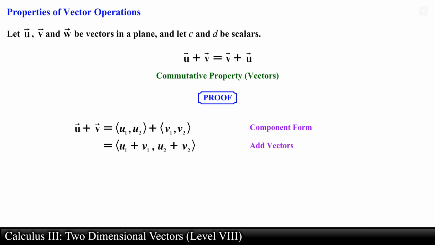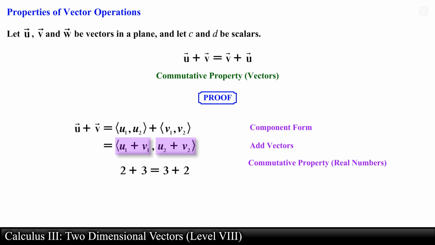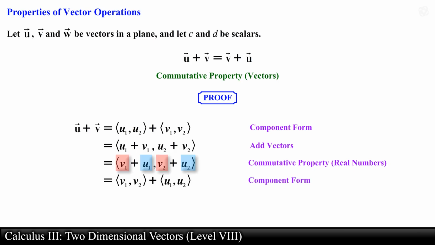For the next step, we're going to use the commutative property of addition for real numbers and rearrange the order in which we add the vectors, since addition of real numbers is commutative. For example, 2 plus 3 yields the same answer as 3 plus 2. Notice that we are not rearranging the vectors, but rather the components of the vectors, which are real numbers. This is why we are allowed to use the commutative property of real numbers. Next, we notice that this new arrangement is nothing more than adding the components of vector v and the components of vector u.